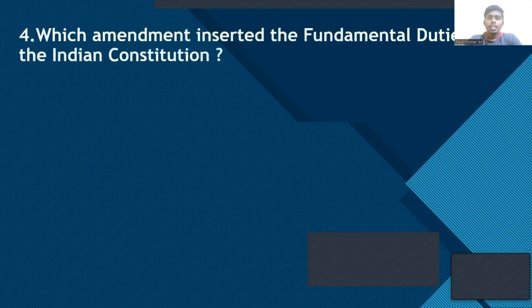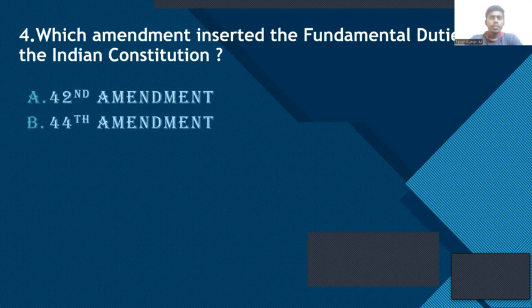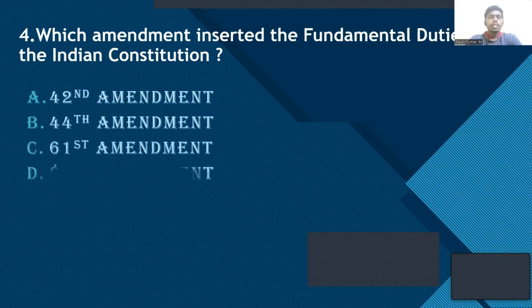Coming to our next question, which amendment inserted the fundamental duties in the Indian Constitution? And the options are option A 42nd Amendment, option B 44th Amendment, option C 61st Amendment, and option D 86th Amendment. So the answer will be option D, 86th Amendment.